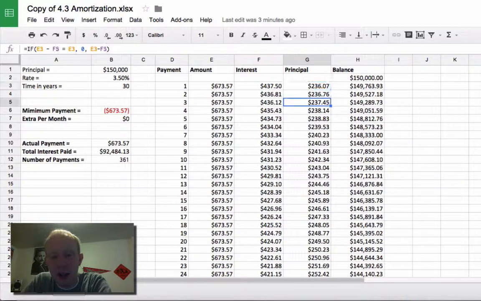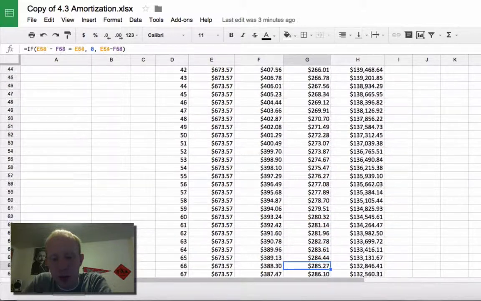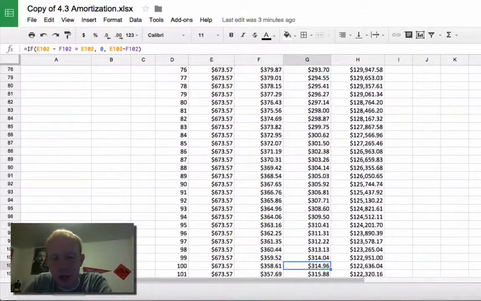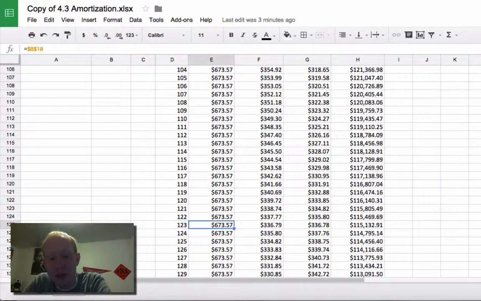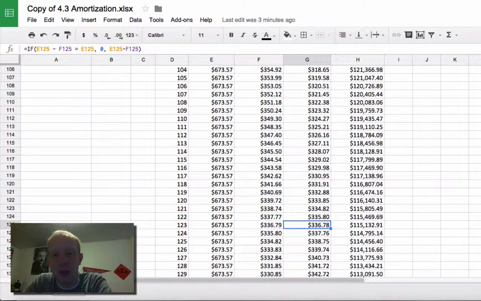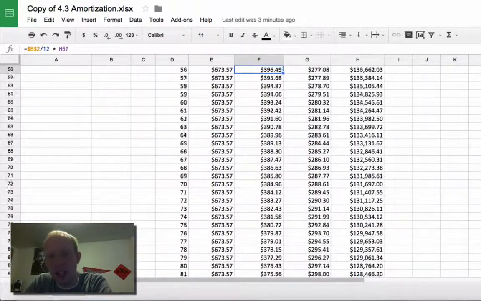So let's see, keep going. It takes us until about right here, 123 payments, about 10 years, before we're paying as much in principal as we are in interest. For a higher interest rate like 5%, you're talking 15 years before you're paying off as much in principal as you are in interest. So for that whole 10 years on this loan, most of our money is going towards interest and not towards principal, because of the amortization.